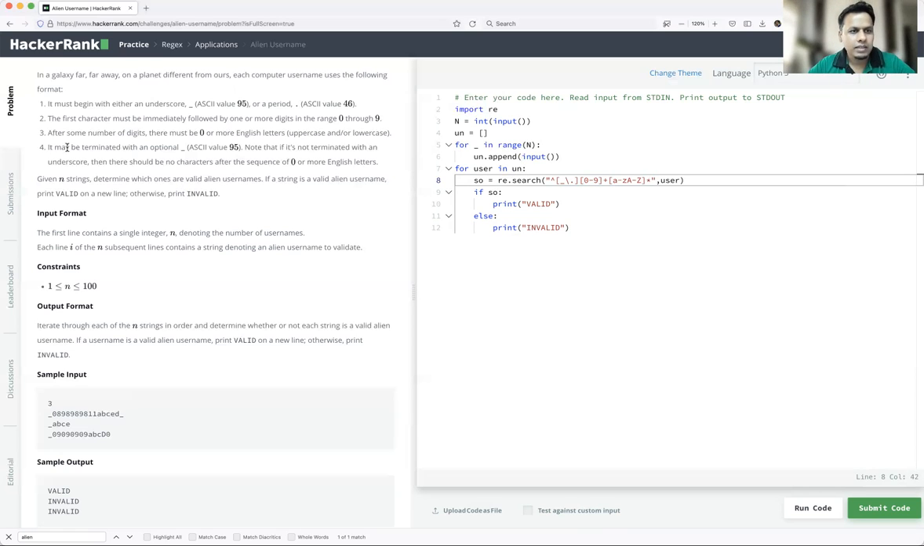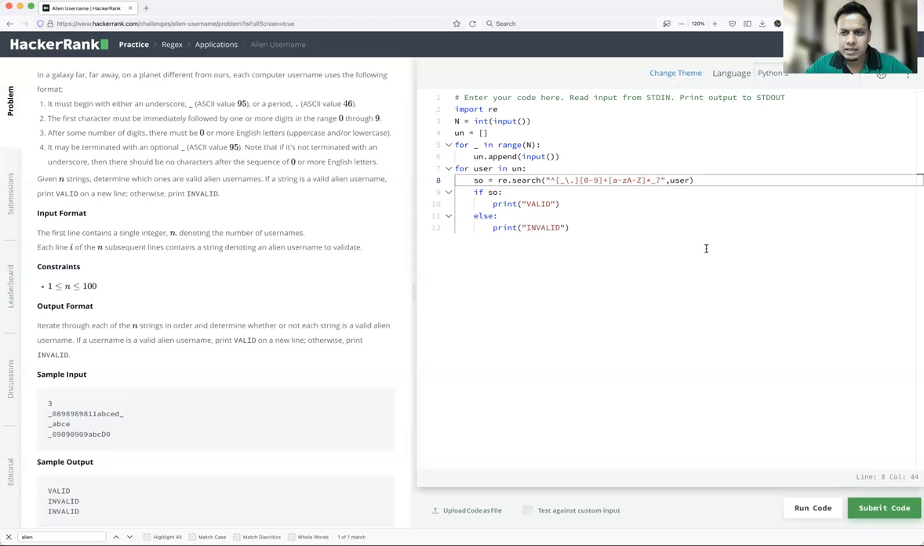Now, what is the fourth part? This is a very important part, and that's where people get stuck. It may be terminated with an optional underscore. So maybe the underscore will come and maybe it won't. Then there is some problem here. Note: if it is not terminated with an underscore, then there should be no character after the sequence of 0 or more English letters. Right after this, there should not be any character. So this is not going to work.